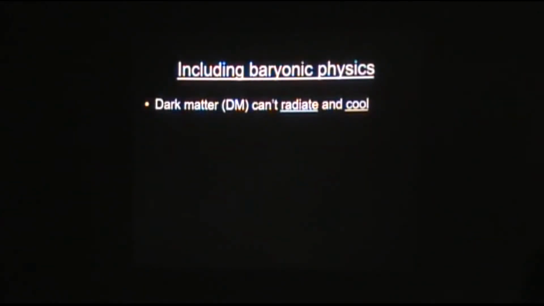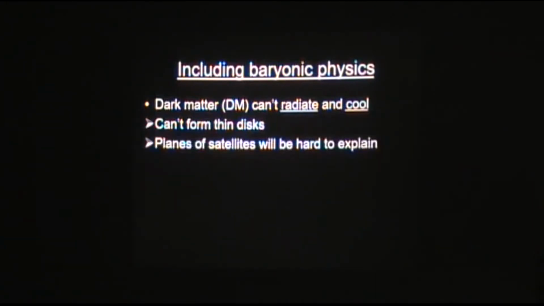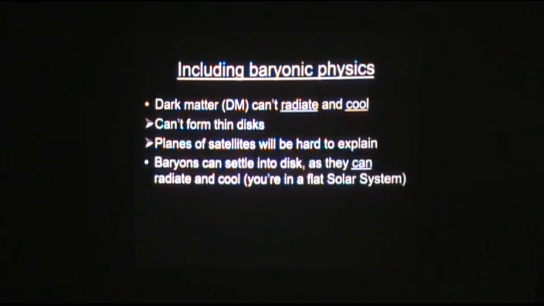So far, we've only really talked about what the dark matter is likely to do. We haven't said what happens if you include baryons. The main difference is that the dark matter can't radiate and cool and settle into thin disks. So obviously you're going to have a problem if you see a thin disk of the sky, right, and try and explain it with dark matter. So this is going to mean that you should think a bit about the baryons. Obviously we know baryons can settle into a disk, right? They can radiate and cool and settle into a disk, and that happens all the time in the solar system, in the Milky Way, in Andromeda.